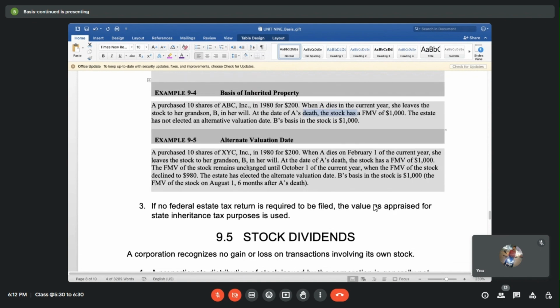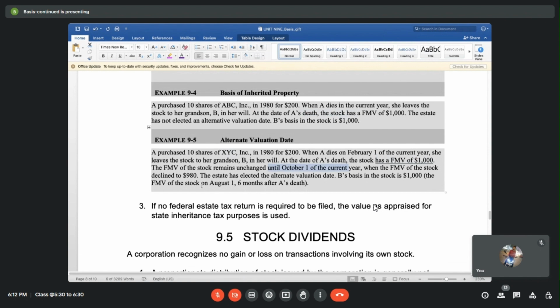A purchased 10 shares of ZXYZ Inc. in 1980 for $200. When A dies on February 1 of the current year, she leaves the stock to her grandson B in her will. At the date of A's death, the stock has an FMV of $1000. The FMV of the stock remains unchanged until October 1 of the current year, when the FMV of the stock declined to $80. The estate has elected the alternate valuation date.